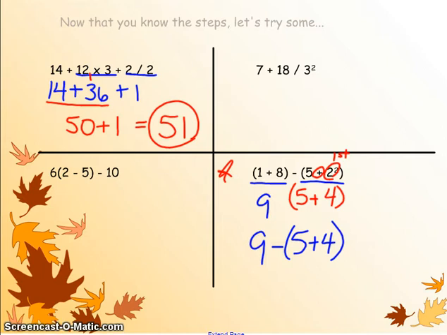So, because there's still parentheses, they need to be done first. 5 plus 4 gives me a 9. I'm going to bring down everything else that hasn't been used in the problem. And now we're left with one simple subtraction. 9 minus 9 gives us an answer of 0.